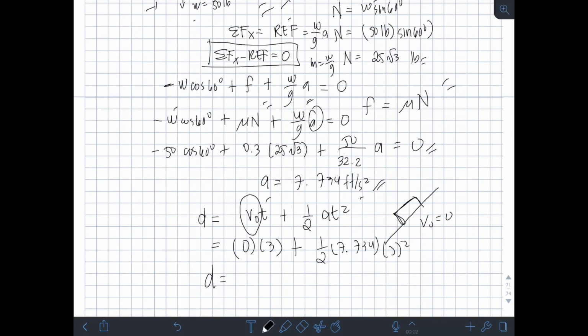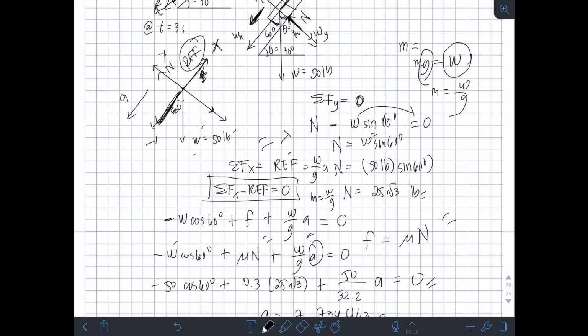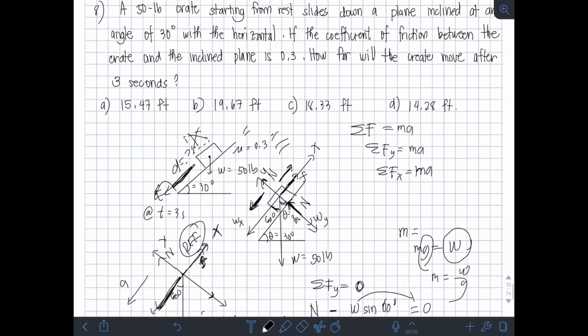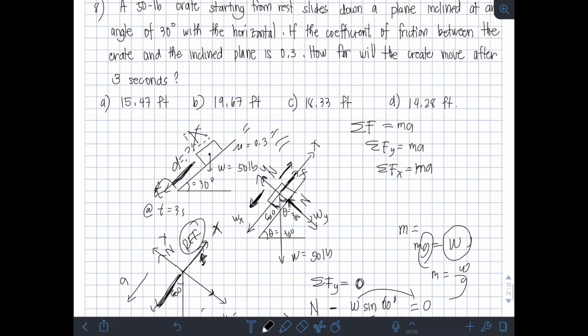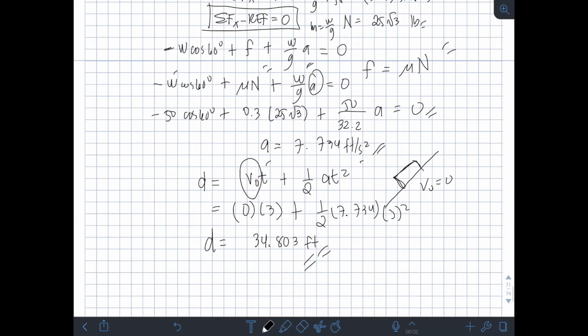So, when we solve this using a calculator, we get the distance. So, D is 34.803 feet. So, the answer is letter... Okay, so it is not in the choices. Okay, but the correct answer should be 34.803 feet.